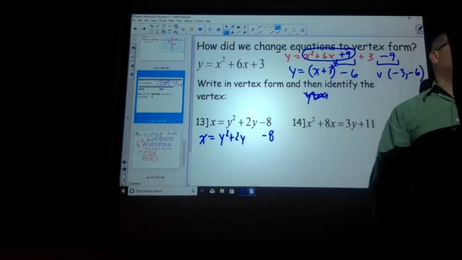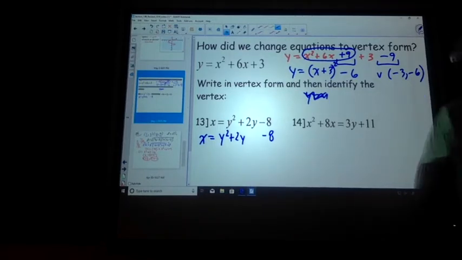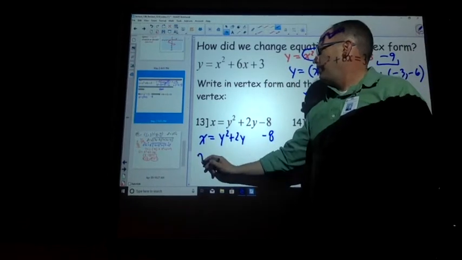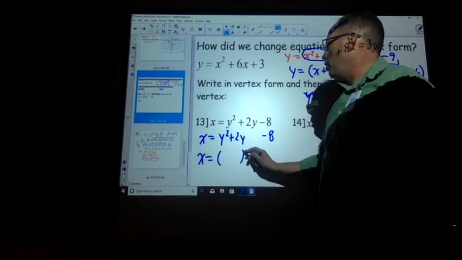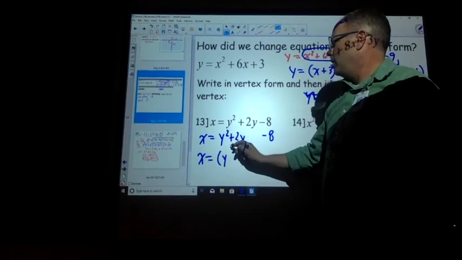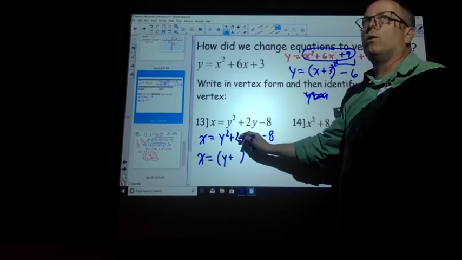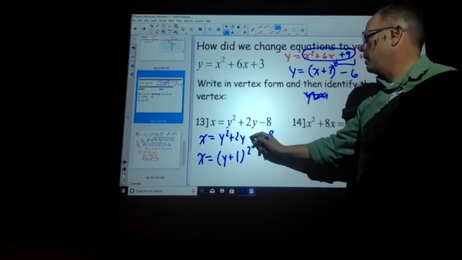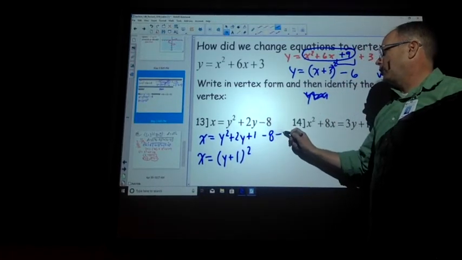I made the space, the big non-mathematical term. Now I need to fill that space. So I'm going to make my binomial. So the y comes down. That sign's always the same. What's half of 2? 1. What's 1 squared? If I add 1, I also subtract 1.